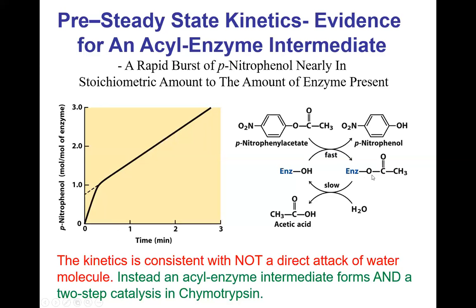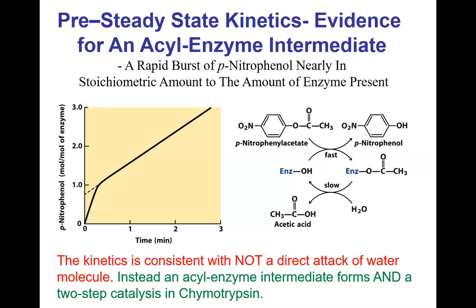So basically you form this acyl enzyme intermediate again. And in this case, the decomposition of this acyl enzyme intermediate is the slow step. So because the first phase is fast and the second step is slow, you see this burst-like kinetics. And this is consistent with a two-step mechanism with an acyl enzyme intermediate.